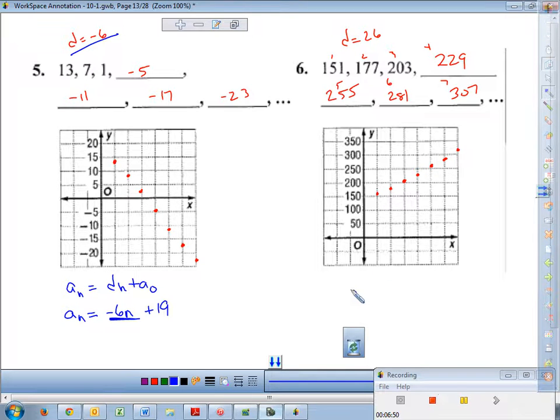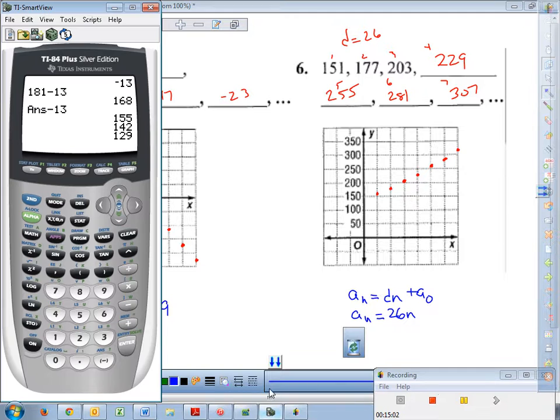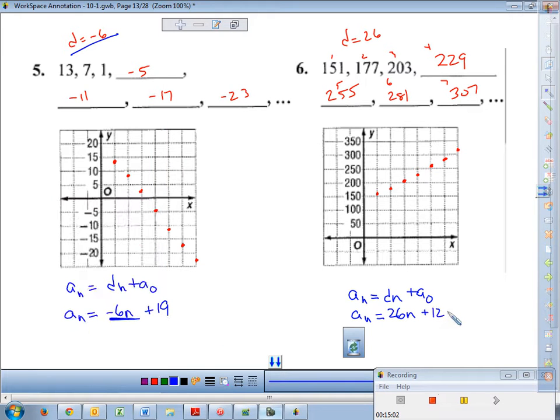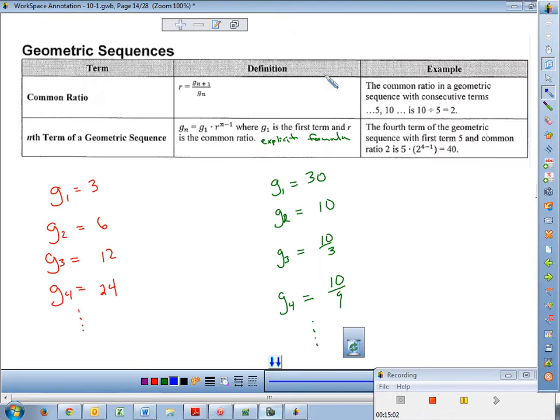And over here, a sub n equals d times n plus the 0th term. A sub n will equal, the common difference is 26 times n, and I need to subtract 26 from 151 since these are going up by 26, so 151 minus 26 is 125. That's your y-intercept or your starting term right there. Sweet. Those were arithmetic sequences.